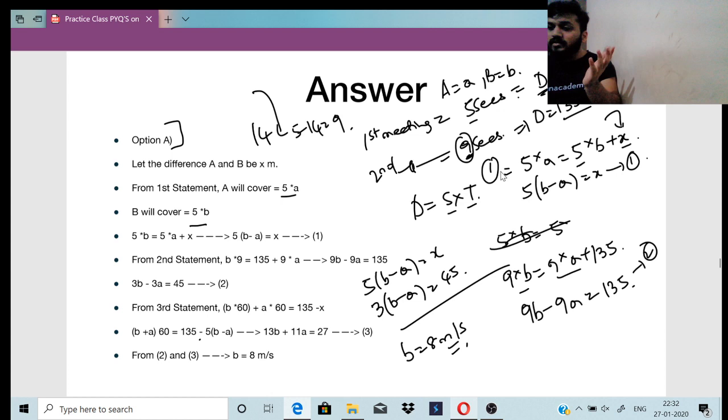They have given the times, so we have to find the 9 seconds. In the first one we have to take the distance as x. In the second one we have to take the distance as 135. Then formulate both of them. See, 9b minus 9a, so divide by 3 throughout. So it will be 3b minus 3a equals 45. So I am taking 3 into (b minus a). Both are similar equations, so you will get the answer for b as 8 meters per second. Yes, it is 8. Silly calculation. It's fine, Kiran, right? Understood, everyone? Shall we move on to the next question?